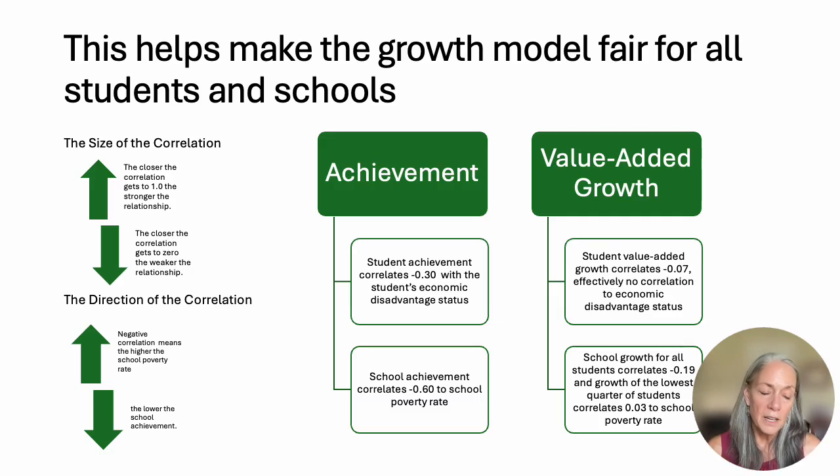Every student gets an estimated expected performance that's based on their unique history and rate of growth, and this makes it fair. School growth, once you aggregate that up to a school statistic, correlates at a negative 0.19. And the growth of the lowest quarter of students correlates at 0.03. So you can see that even at the school level, the relationship compared to achievement is much reduced, which means that if you're growing students, that shows up in your growth metric.